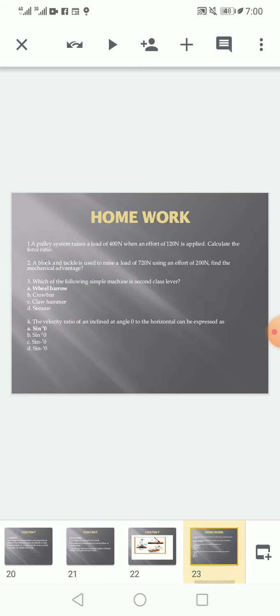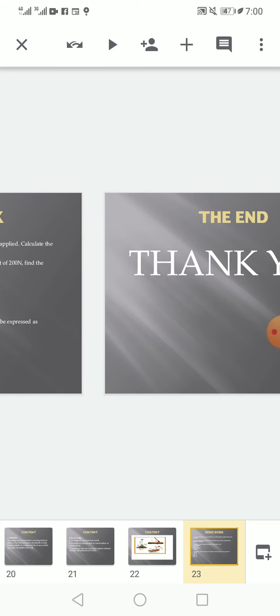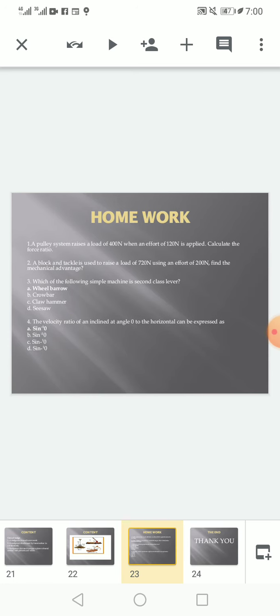This is your homework. Please, you are to write down this homework, and in our Zoom class, I will call on each of you to tell me what he or she was able to do in this homework. The first homework says a pulley system raises a load of 400 Newton when an effort of 120 Newton is applied. Calculate the force ratio. Here, force ratio is also called mechanical advantage. And mechanical advantage simply means the ratio of load over effort.